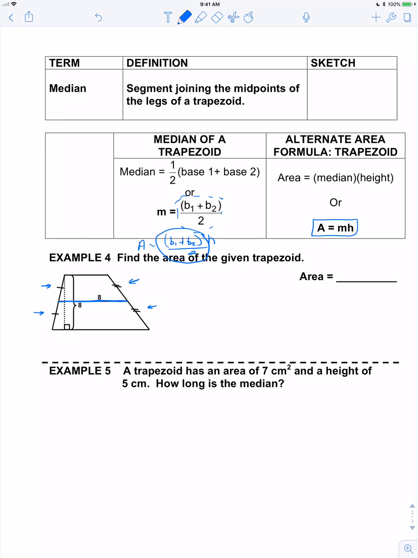All right, so now we're going to find the area of this given trapezoid when we're given the median. And remember, we have to know that these lengths are the same in order to know that that is a median. So the area is the median times the height. Well, our median is 8 and our height is also 8. So 8 times 8 is 64.